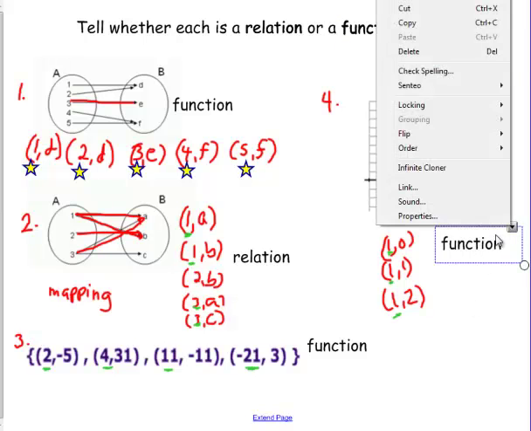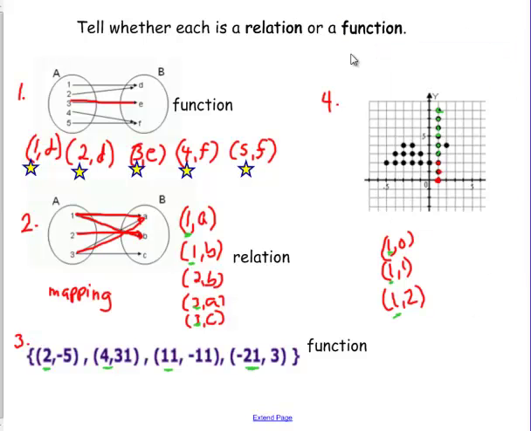Oops, let's delete that. I pulled out the wrong thing. Sorry. Come on. It's a relation. This 1 is going out with 0, and then it's going out with 1, and then it's going out with 2. So it is only a relation. It is not a function.